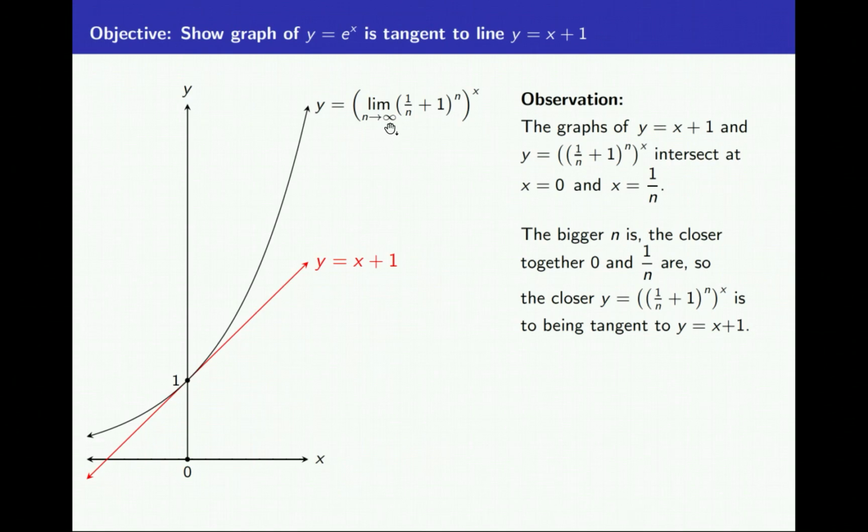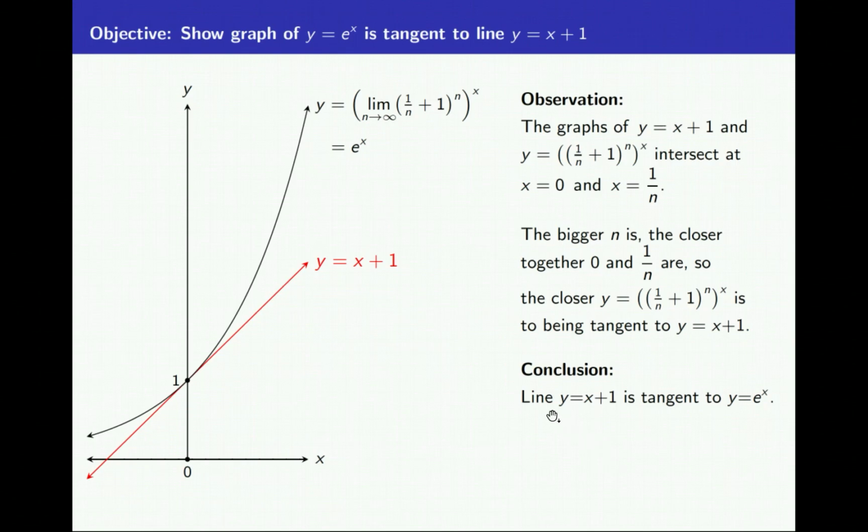But the limit as n goes to infinity of (1 plus 1 over n) to the power of n was our definition of e. So this is y equals e to the power of x. And you can see here that it is tangent to the line y equals x plus 1. That's our inescapable conclusion: the line y equals x plus 1 is tangent to the graph of y equals e to the x.